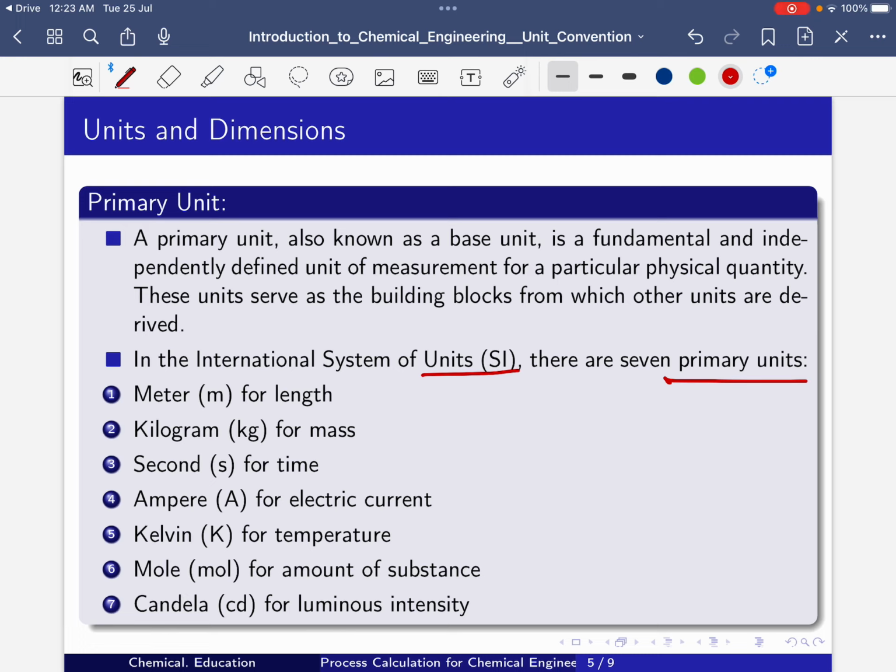Similarly, the unit of time is second, the electric current unit is ampere, the temperature unit is Kelvin, the amount of substance unit is mole, and the luminous intensity unit is candela. So these are the 7 primary units. Another two are radian and steradian, for plane and solid angle. You have to remember these 7 fundamental primary units, and using them we will derive other units, the secondary units.